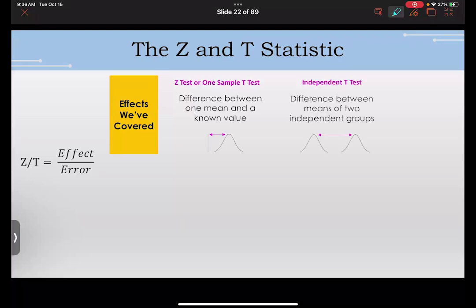The second effect we've covered is the difference between two sample means. So my first class has an average of 50. The second class has an average of 55. What is the effect? 5. It's a difference of 5. And then the other effect that we've investigated is the average change, right? Students reported an anxiety of 10 before the mindfulness intervention and 8 after the mindfulness intervention. What's the effect? 2.